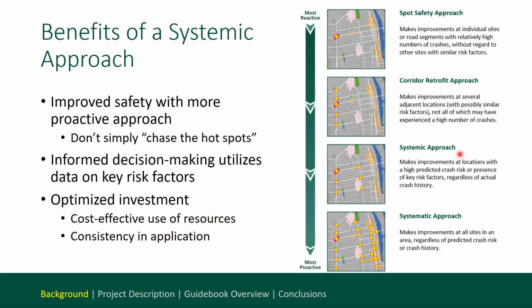We identify the risk factors and then we implement improvements where we see these risk factors appear. Okay. Any questions so far about systemic approach versus systematic approach? Any comments? I hope all of you can describe the differences between chasing the hot spots and fixing just one location versus taking a more systemic approach of looking at the same risk factors everywhere in your network and then prioritizing based off of that.